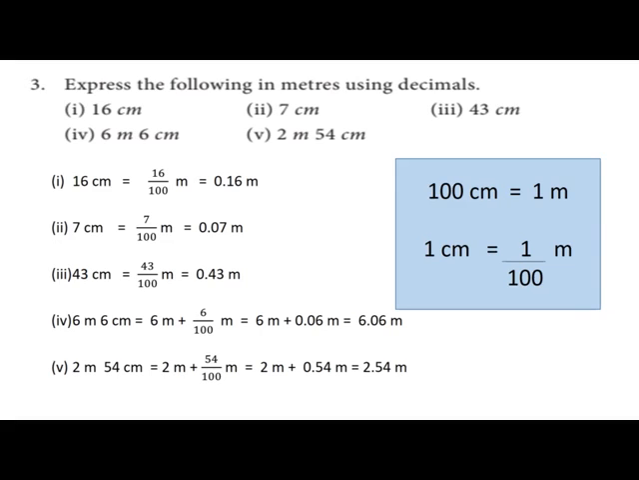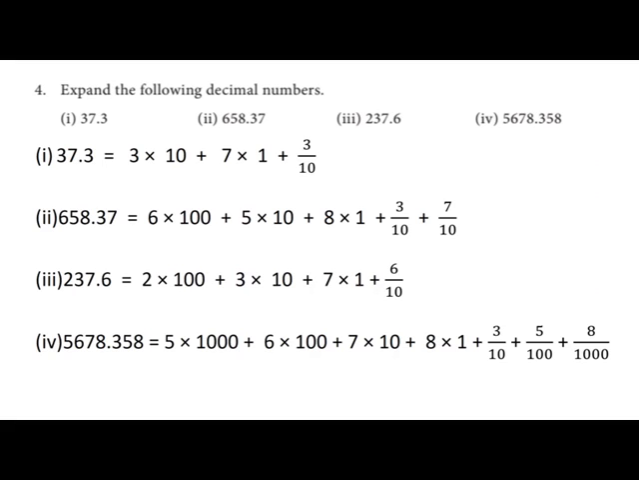Move on to the next problem. Expand the following decimal numbers. So you have to expand the following numbers. Expansion is easy, right? So count the numbers. 37.3. 7 is in ones place and 3 is in tens place. So 3 into 10 plus 7 into 1 plus after the decimal, that is right hand side, first value will be tens place. So 3 by 10.